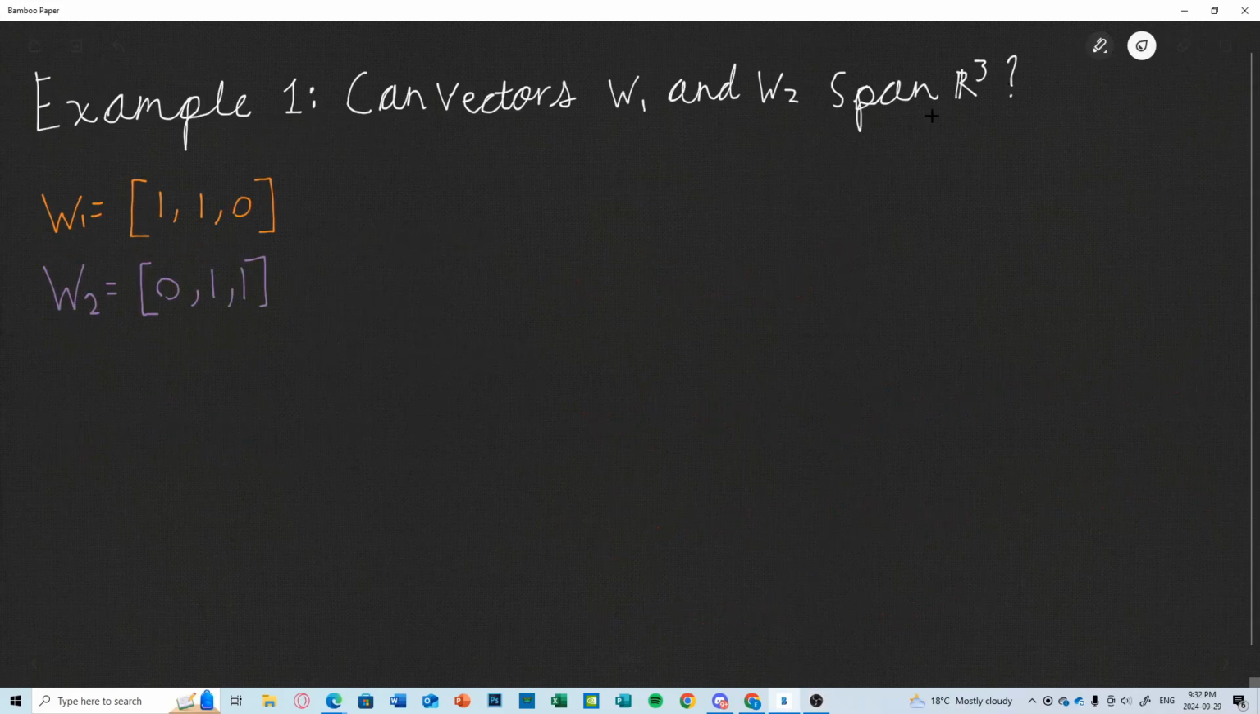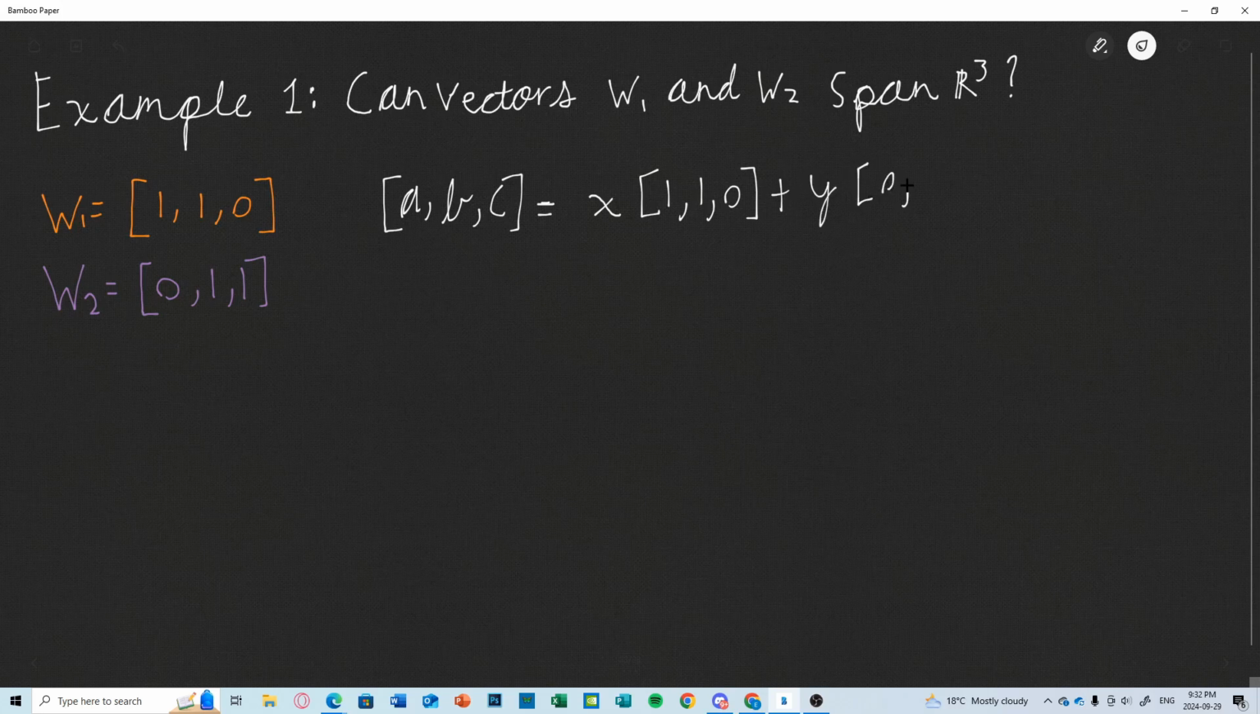Alright, so we have our first example, which is asking, can vectors w1 and w2 span R3? Our w1 is (1, 1, 0), and our w2 is (0, 1, 1). So what we want to do is take a vector (a, b, c) and see if it's a linear combination of w1 and w2, which would mean that it does span R3. So (a, b, c) is going to be equal to x times (1, 1, 0) plus y times (0, 1, 1).